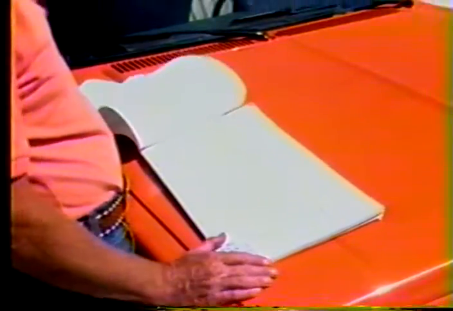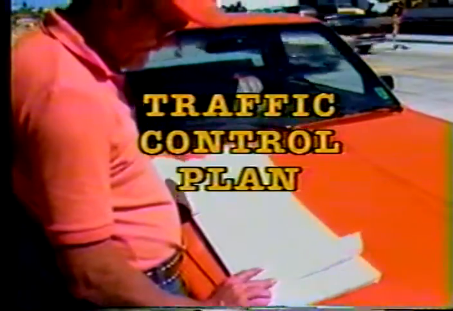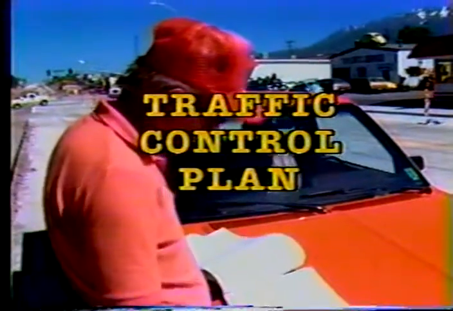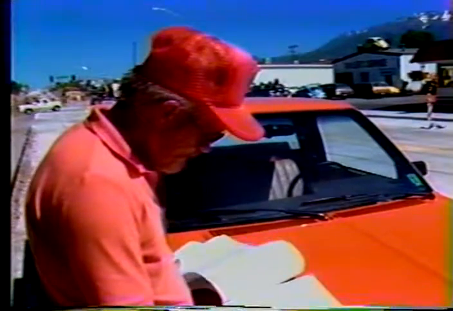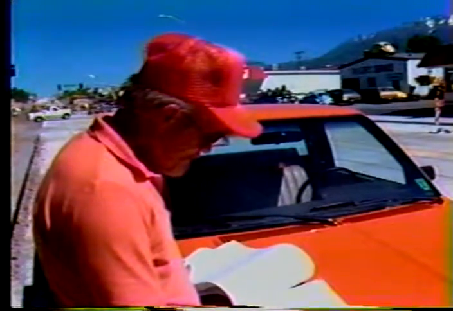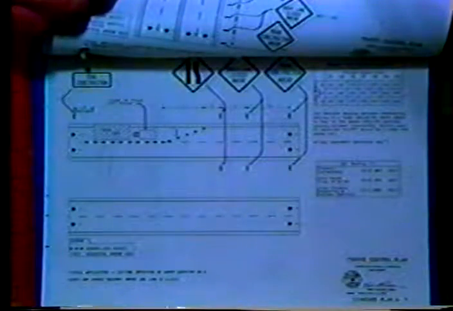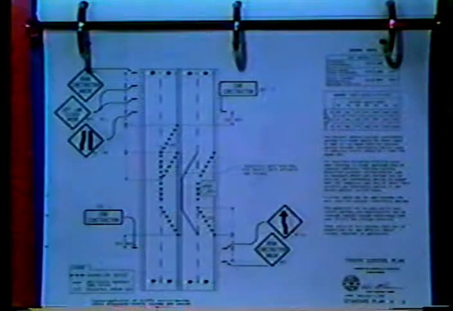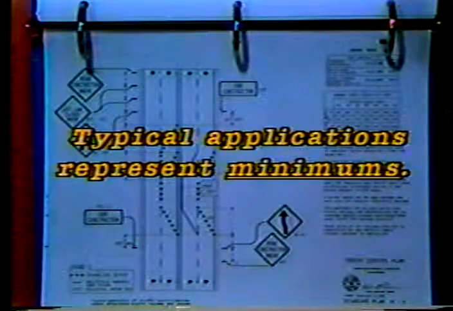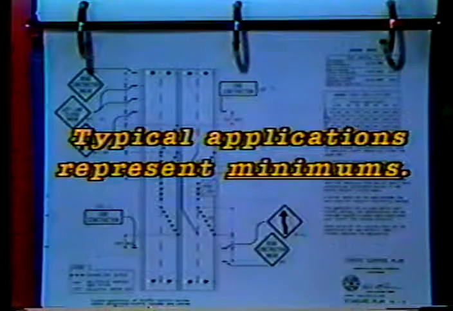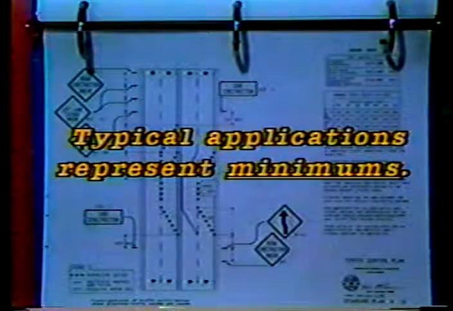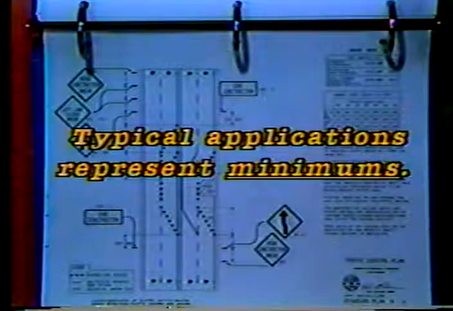But the reference you'll use most often is the Project Traffic Control Plan. Anytime road work affects normal traffic operations, a traffic control plan is necessary to minimize the risk of accidents and delay that often accompany highway work. On simple operations, a traffic control plan might consist of one of the typical application drawings taken from the manual or the standard plans. Remember, though, a typical application represents the minimum traffic control requirements. They often must be modified to meet the existing conditions.